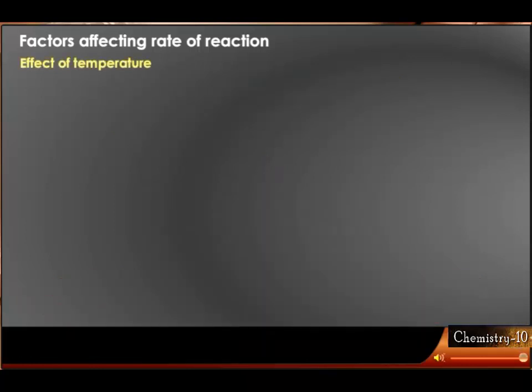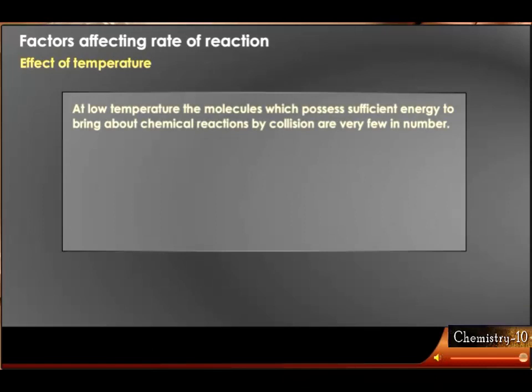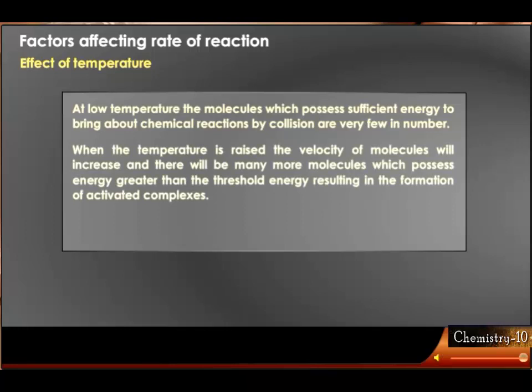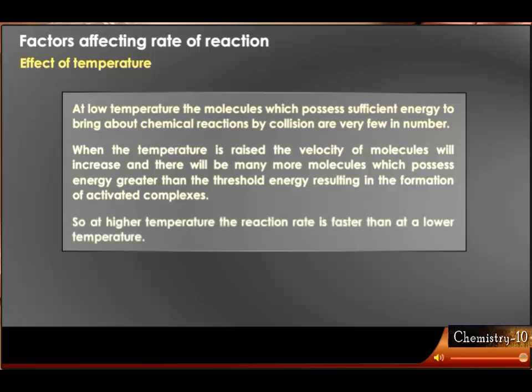Effect of temperature. At low temperature, the molecules which possess sufficient energy to bring about chemical reactions by collision are very few in number. When the temperature is raised, the velocity of molecules will increase, and there will be many more molecules which possess energy greater than the threshold energy, resulting in the formation of activated complexes. So, at higher temperature, the reaction rate is faster than at a lower temperature.